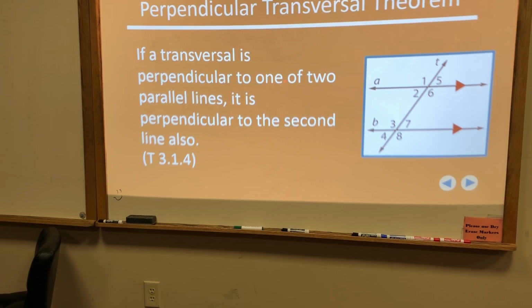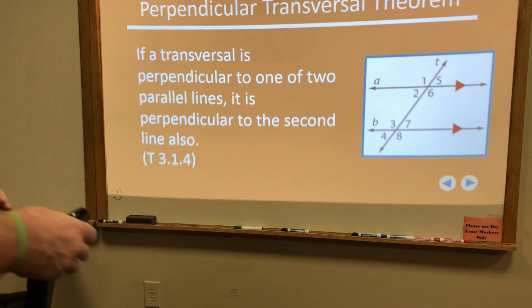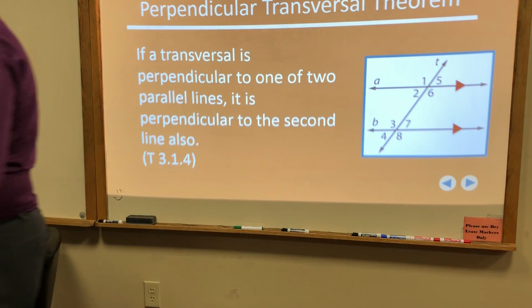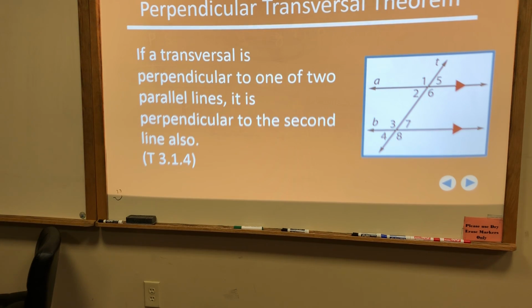If a transversal is perpendicular to one of 2 parallel lines, so if we have a transversal, remember a transversal is something that cuts down through, and these 2 lines are parallel. What it's going to say is this, that if it's perpendicular to one, then it's going to be perpendicular to the other. Now, why would that be true?